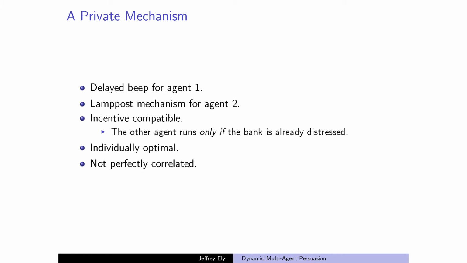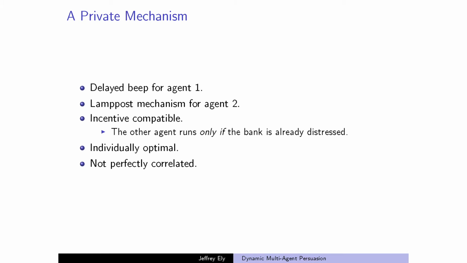So one thing you could do is give this mechanism to agent 2 and give the delayed beep to agent 1. And now you have an individually optimal mechanism, and their run times are not perfectly correlated. They're not perfectly correlated because, for example, if the state changes after T star, agent 2 finds out immediately, agent 1 finds out T star moments later.